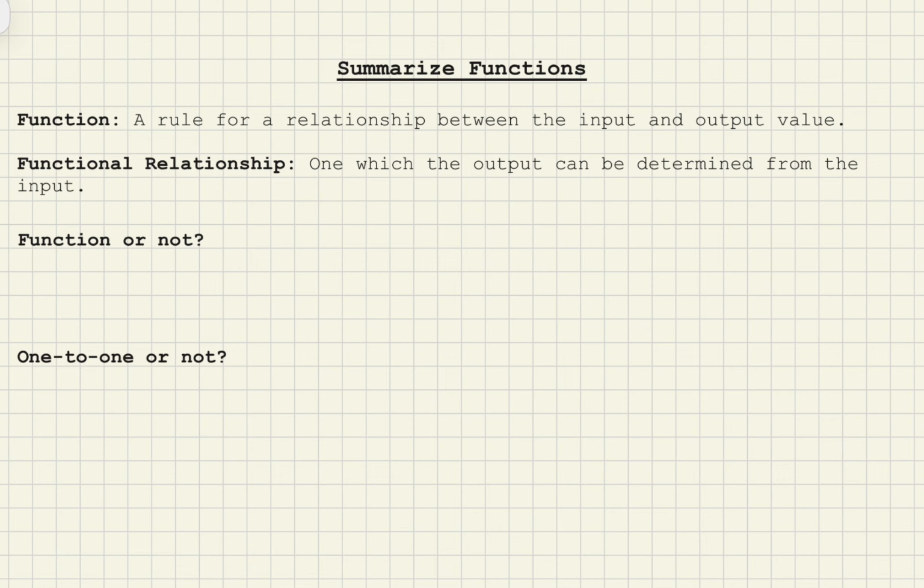To wrap up this video, we're going to summarize everything we have learned so far. So, we know that a function is a rule for a relationship between the input and output value. And a functional relationship is described as one in which the outputs can be determined from the inputs. And in order to determine whether or not something is a function, for a graph, we must perform the vertical line test.